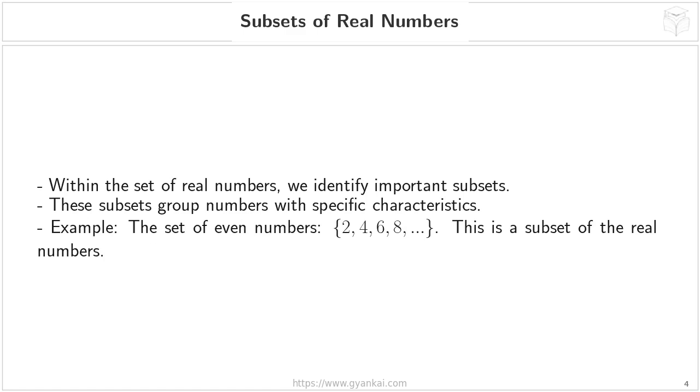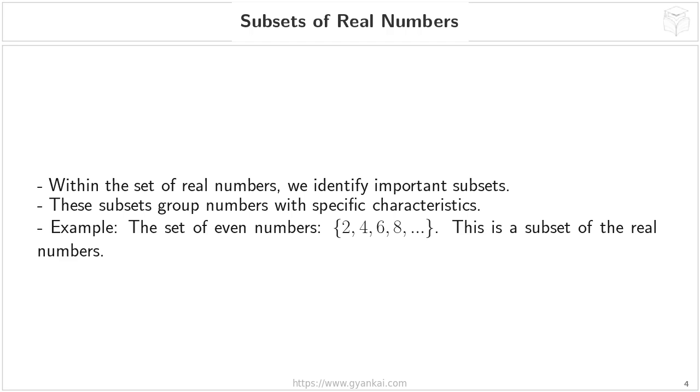Let's look at an example. Consider the set of even numbers, which we represent as {2, 4, 6, 8, ...}. Notice the curly braces, that's how we denote a set, as we learned in slide 1. This set contains all the whole numbers that are divisible by 2. Now, is this set of even numbers a part of the larger set of real numbers? Absolutely. Every even number is a real number. Because every element within the set of even numbers is also an element of the set of real numbers, we can confidently say that the set of even numbers is a subset of the real numbers.